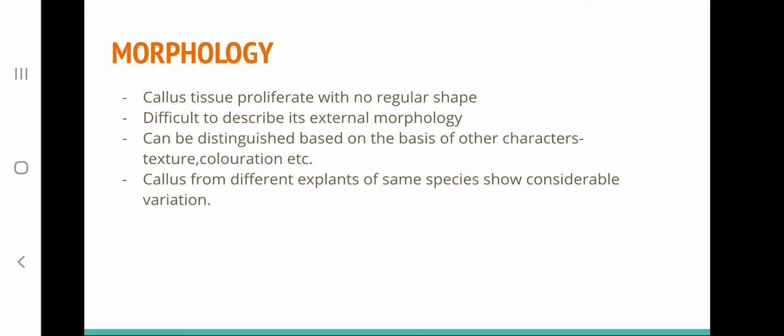Usually a callus tissue is a proliferating unorganized mass of cells, and these tissues or cells do not have any regular shape. So describing the external morphology of callus is difficult, but they can be distinguished based on certain other characters like texture, coloration or requirement of hormones, etc. And callus produced from different explants such as root, leaf, stem, flowers, etc. of the same species show considerable variations, and they can be identified based on the morphology. As such, the callus doesn't have any regular shape, so describing a callus based on its morphology is very difficult.